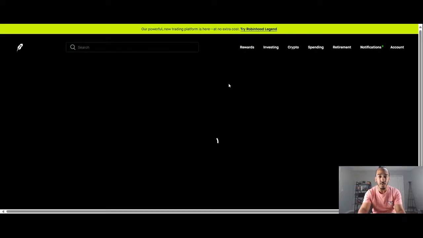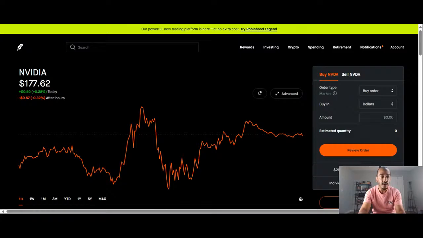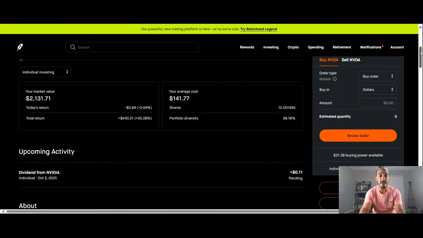NVIDIA, we got 12 shares total. With all honesty, next week you're either going to see me add more to NVIDIA or I'm going to buy something else. I'm not going to tell you exactly what I'm going to buy, but I'm going to mention it as one of the things to look out for as far as investments to buy, right? So I'm going to mention it, but next week you'll see which one it is.